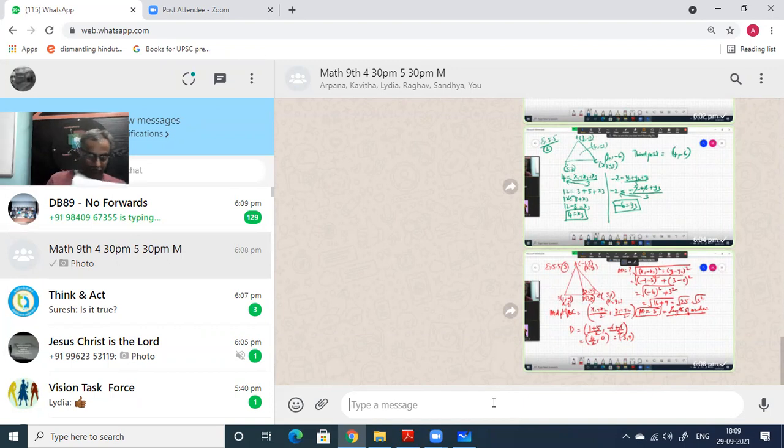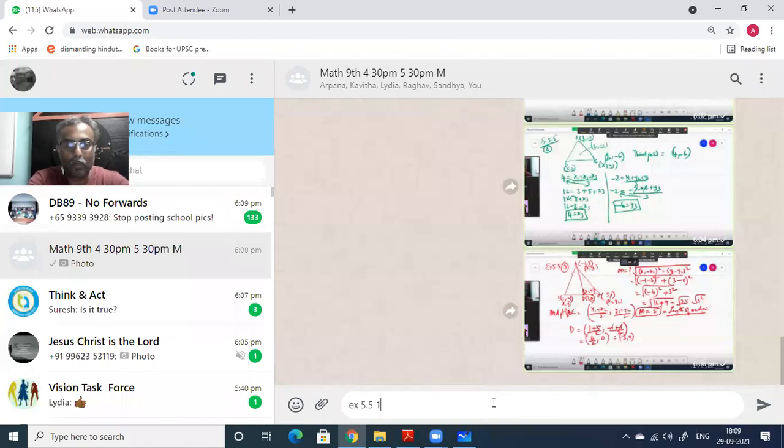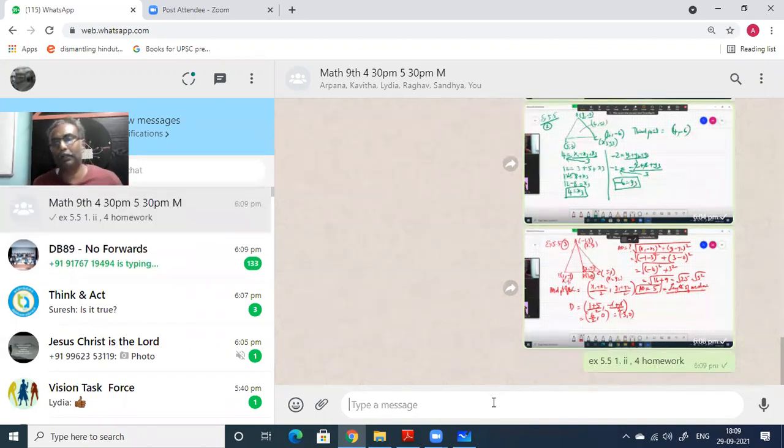Okay, problem number 1, the second one, Roman numeral 2 you have to do for homework, and then the fourth sum you try for homework. Okay, I'll type now. Exercise 5.5, 1, 2, and 4 homework. Very small homework I'm giving.